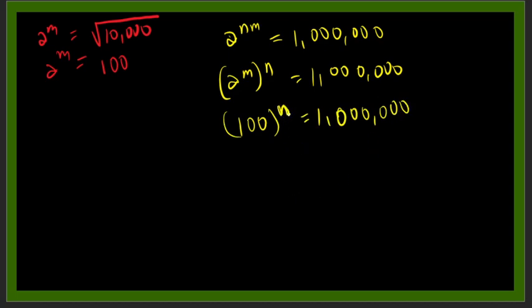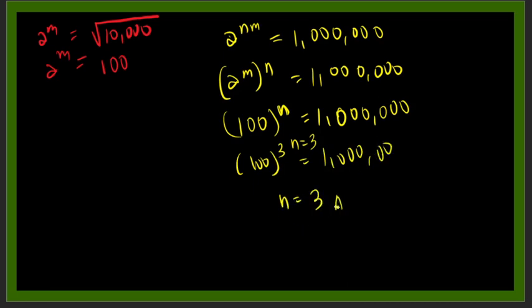Now the question is, what is the value of our n here? In order for us to get 1,000,000, we need to know how many times we multiply 100. We could do that by trial and error. We have 6 zeros in 1 million and 2 zeros in 100, so 3. If n is equal to 3, then 100 raised to the power of 3 is equal to 1,000,000. So the value of n is equal to 3.